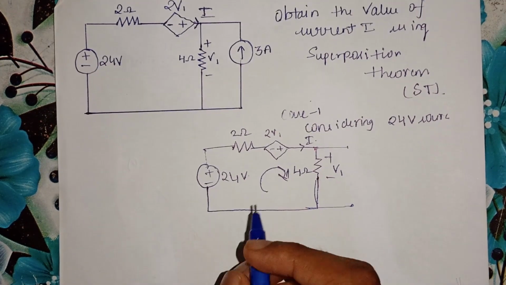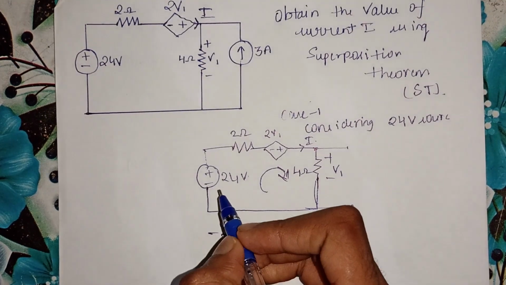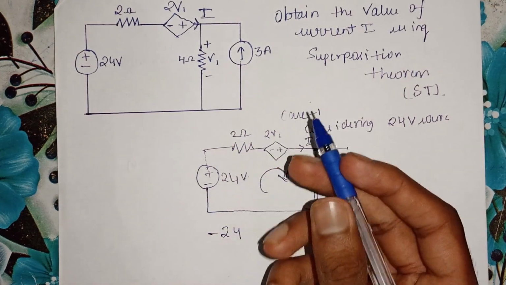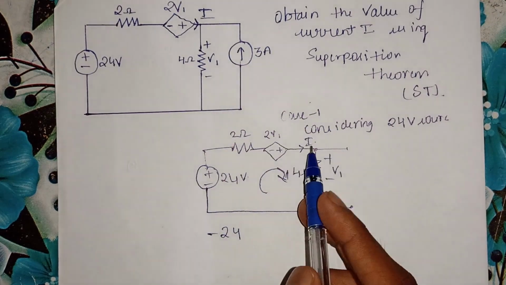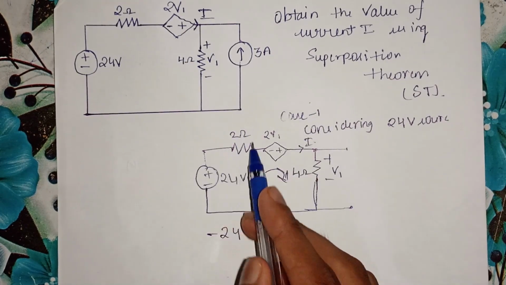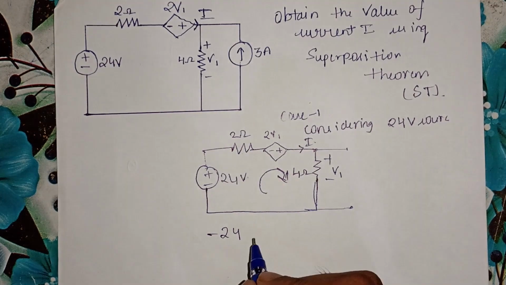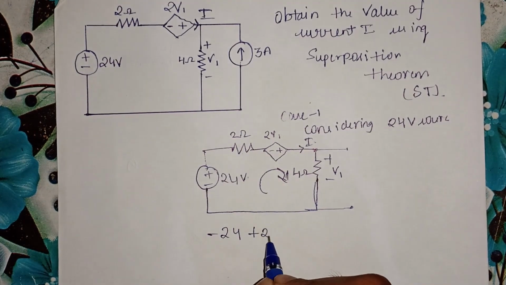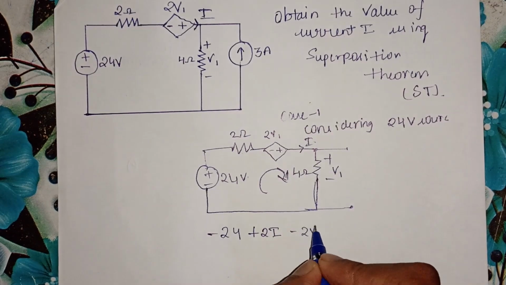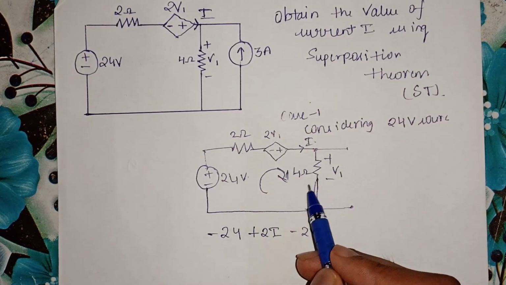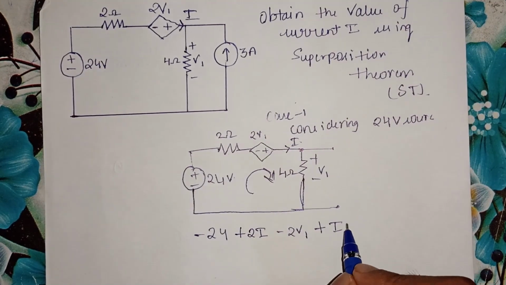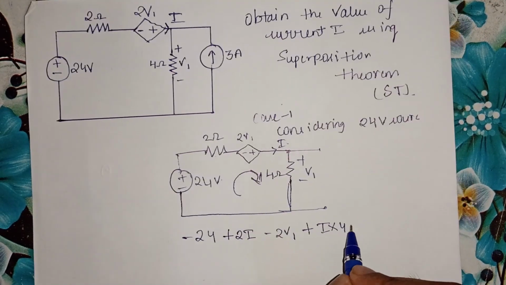By applying KVL you get minus 24, that is from minus to plus polarity, and the voltage drop across the 2 ohm is current times resistance. Since the current flowing through this branch is I, my voltage drop across the 2 ohm resistance is plus 2 into I, and the dependent source is from minus to plus, so minus 2v1. The voltage drop across the 4 ohm is the current flowing through the 4 ohm times the resistance, so into 4, equating it to 0.